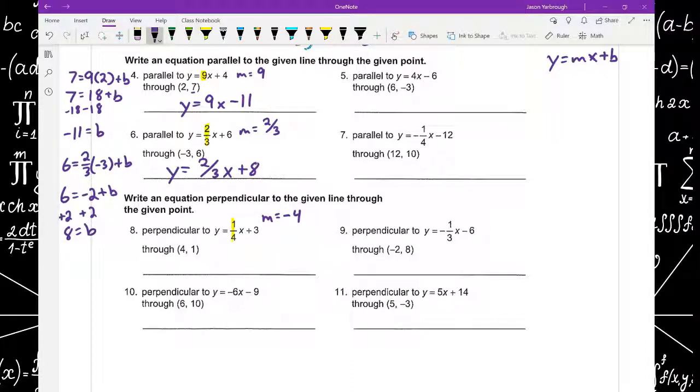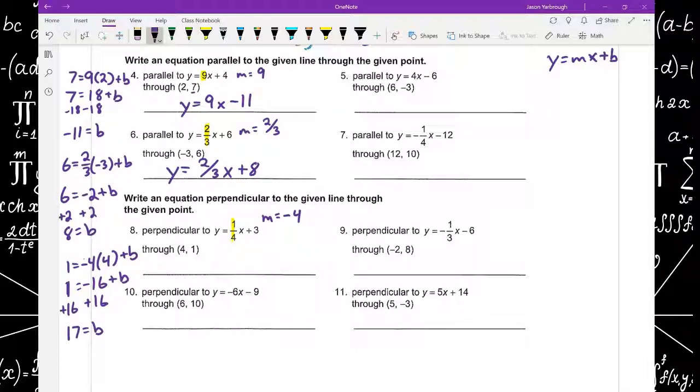All right, we got to go through the point (4, 1). So 1 equals -4x, which x is 4. So -4 times 4 plus b. -4 times 4 gives us -16 plus b. And now it's 1 equals -16 plus b. Add 16 to both sides. Okay. And 17 equals b.